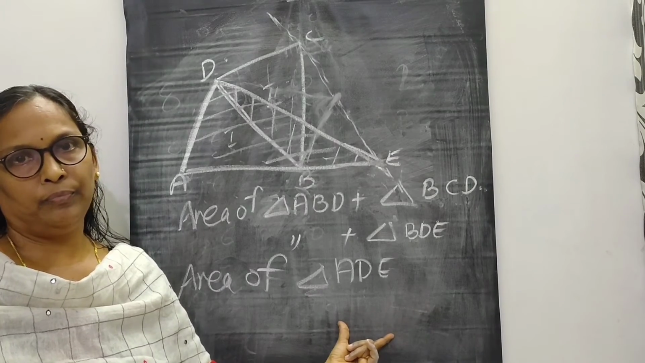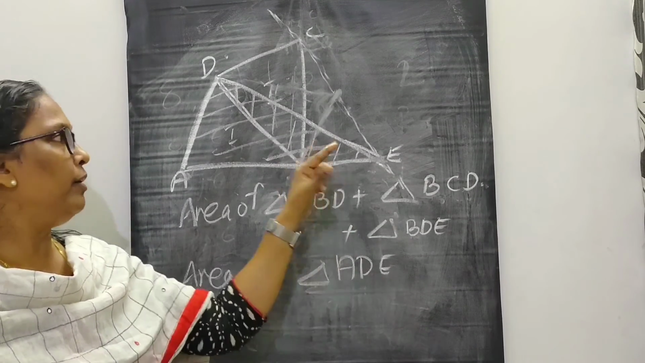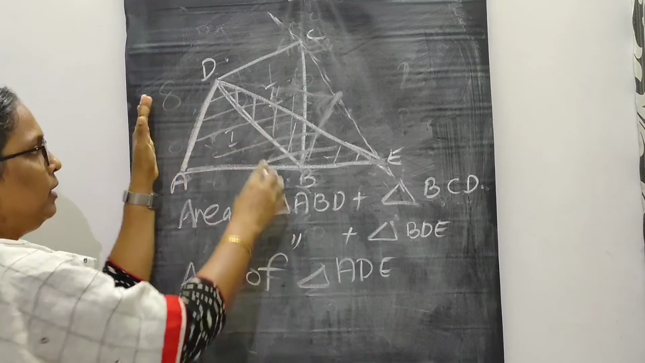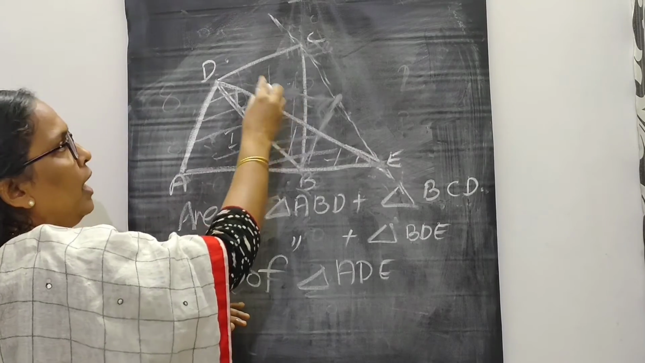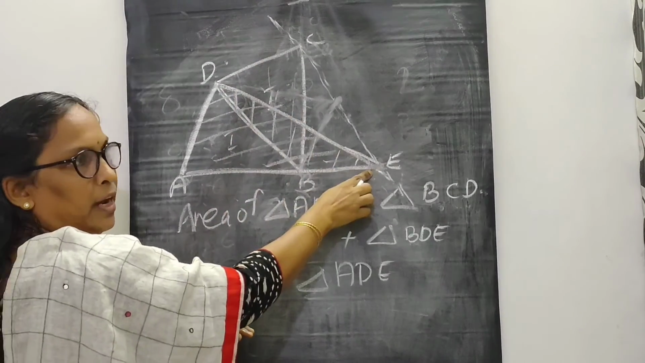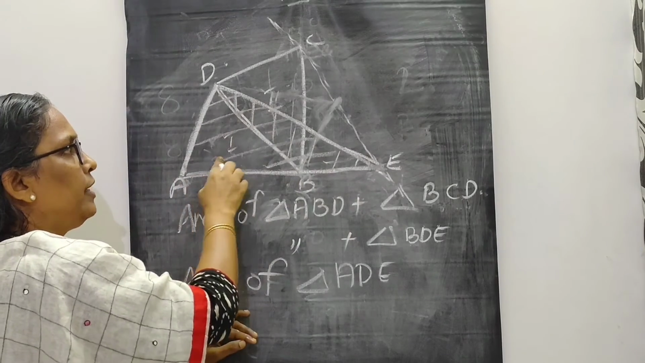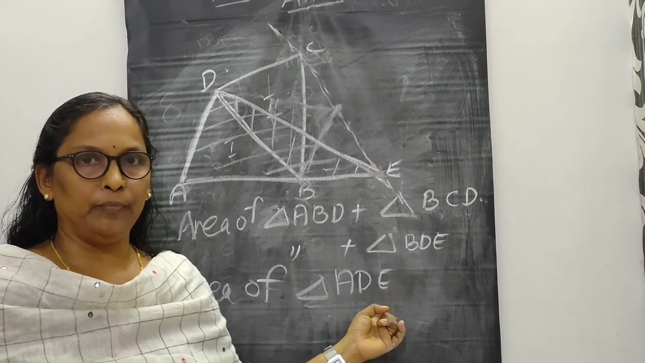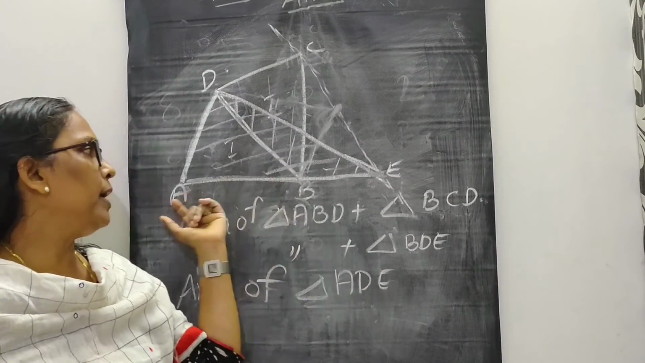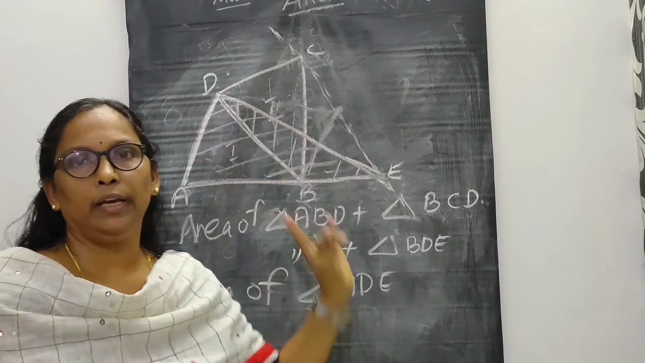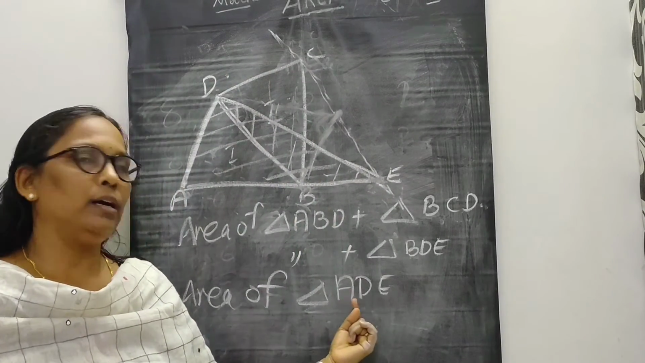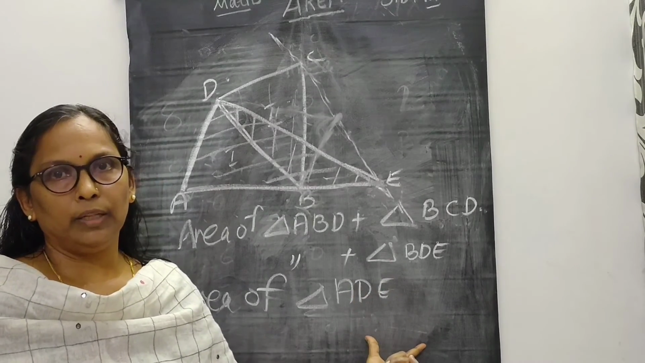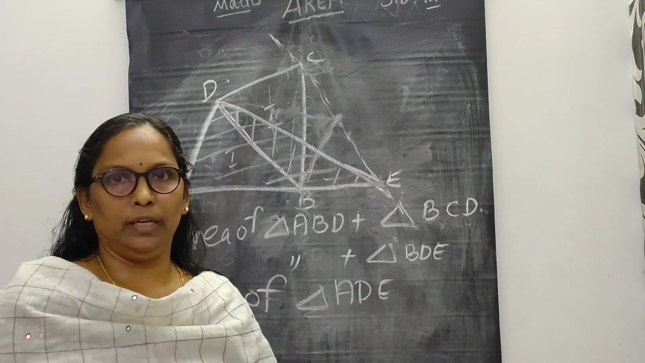Did you get it? So what do we do here? First we divide into two triangles, consider the second triangle only, change it into another triangle of the same area, and join the first triangle with the new triangle. Now we get a new triangle ADE. We convert the quadrilateral ABCD into the triangle ADE. Then we can find the area of the triangle ADE. That area will be the area of the quadrilateral ABCD.